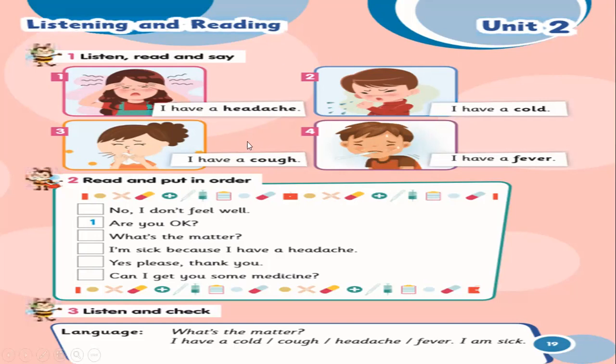So these are diseases. When you suffer from your head, you say, I have a headache. Running the nose, you say, I have a cold. When you find it hard to breathe, you say, I have a cough. When your temperature is high, you say, I have a fever. We have here an exercise. Read and put in order. Now I'm going to ask you what is the correct answer.